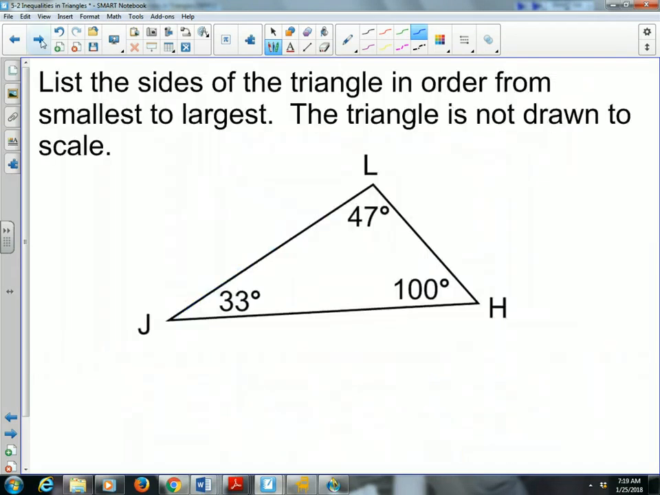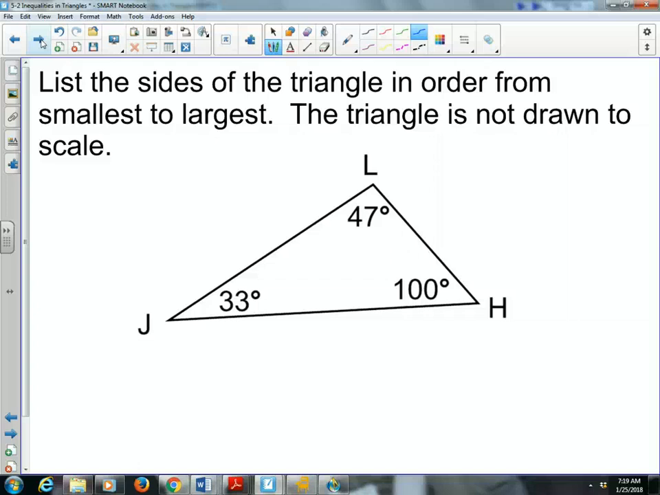Last 2 practice problems deal with how the side opposite the smallest angle is the smallest side. Opposite the medium angle is the medium side. And opposite the largest angle is the largest side. So list the sides of the triangle in order from smallest to largest. The triangle is not drawn to scale.